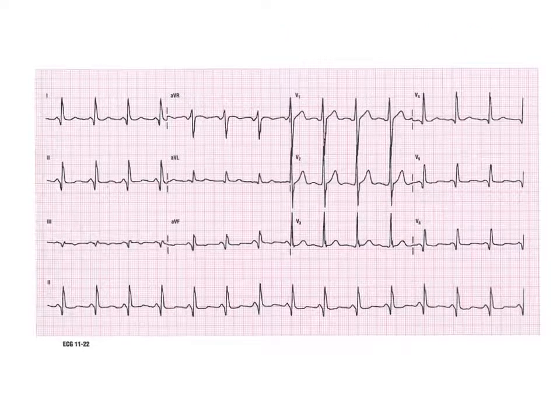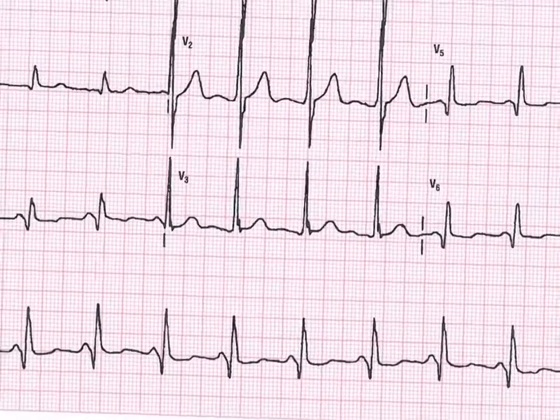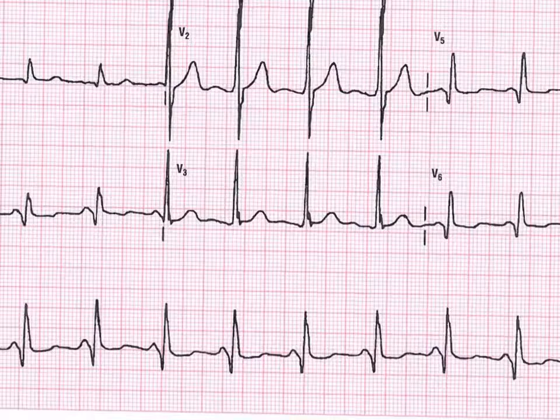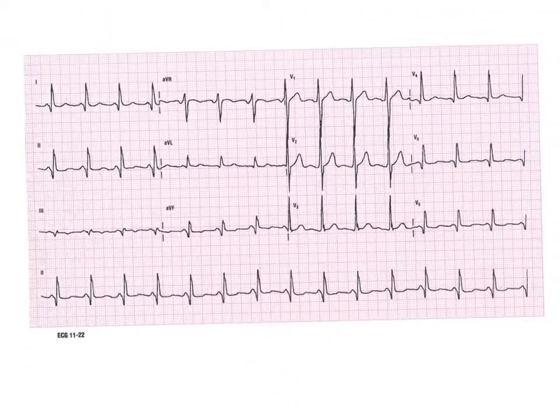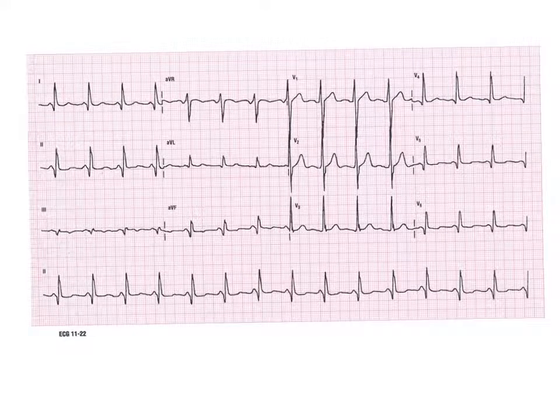Okay, I want to speed up and go faster. We're going to do this one in a minute. First thing we're going to look at is rate, RPM, ABC. So I've got 300, 150, 100. It's between 75 and 100. It does not appear to be irregular at all.